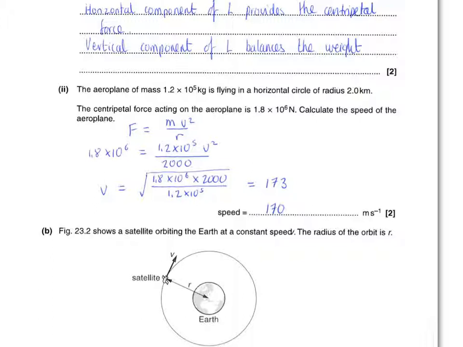I can just use the centripetal force equation, F equals mv squared upon r, and put in the numbers that we know. There's the force, there's the mass of the plane, there's the radius that we were given. Need to get that into metres, so 2 times 10 to the 3, and then that leaves v squared. It's just a case of rearranging to get, to two significant figures, 170 metres per second.